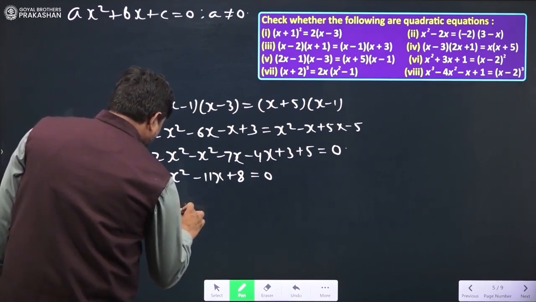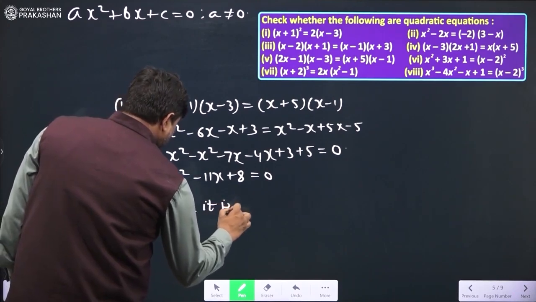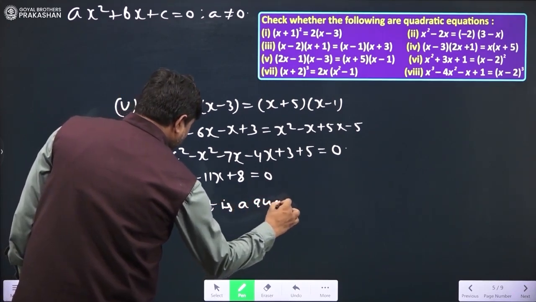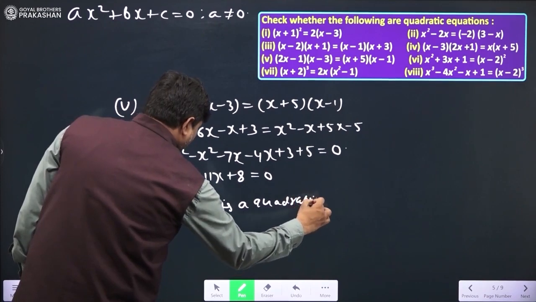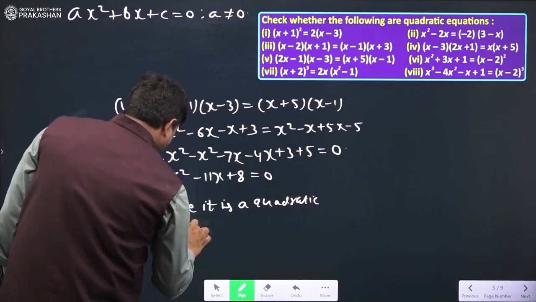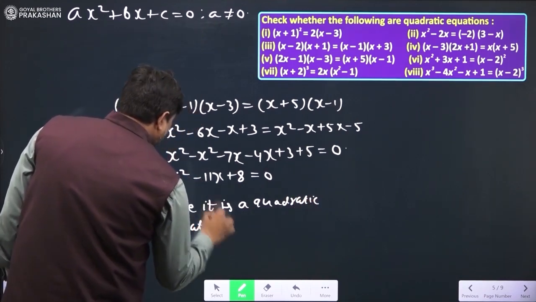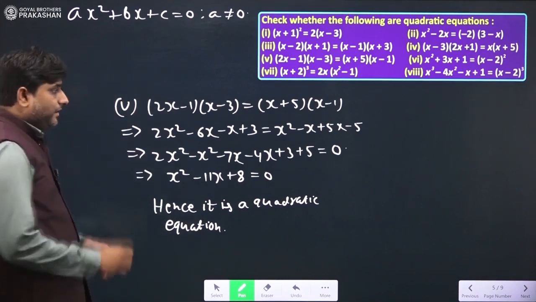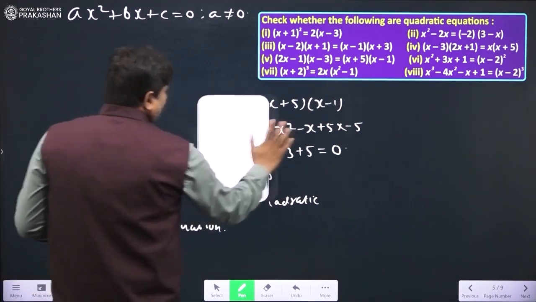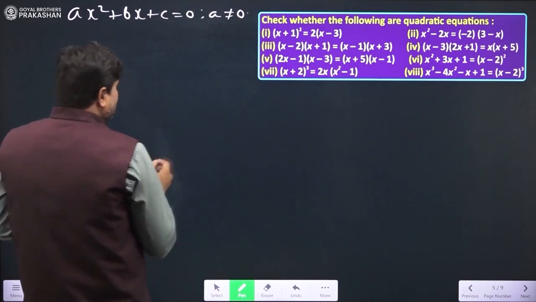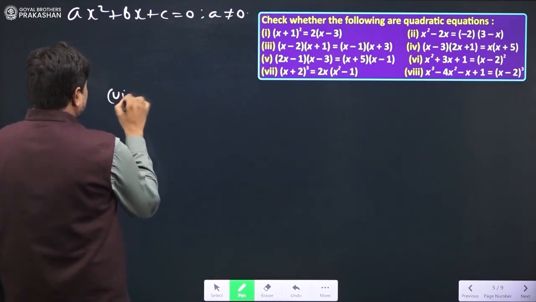Hence it is a quadratic equation. So fifth part is a quadratic equation. Now moving to sixth part of the question.